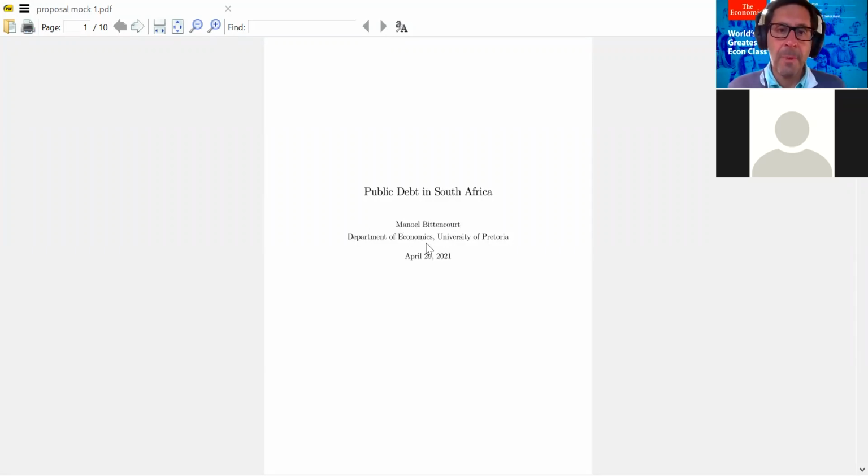In this case that is the Department of Economics at the University of Pretoria, and also the date that you are submitting whatever you are submitting. That is all that is needed for page 1. Do not put flowers or a little house or a little dog or a cat or a rat or a bunny, whatever. Nothing. Just the title, your name, your affiliation, and the date.